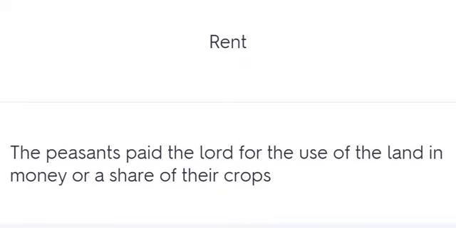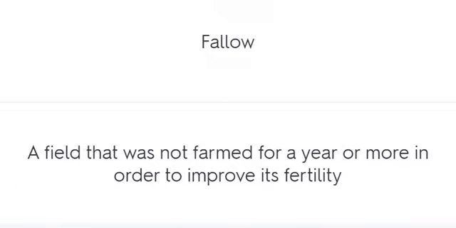Rent. The peasants paid the lord for the use of the land in money or a share of their crops. Fallow. A field that was not farmed for a year or more in order to improve its fertility.